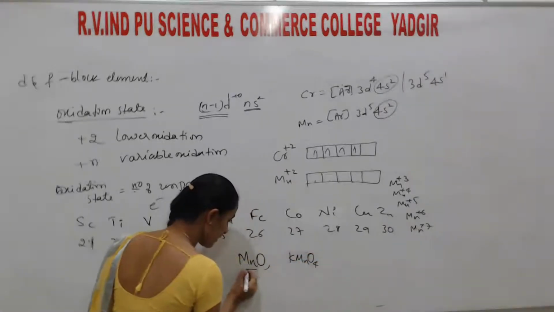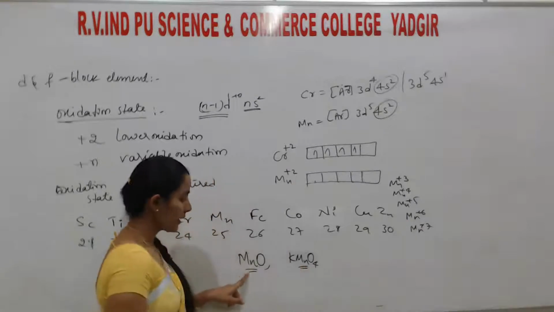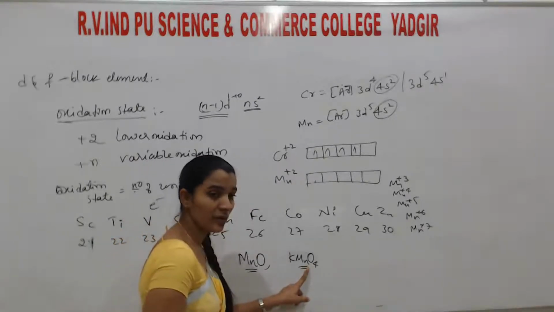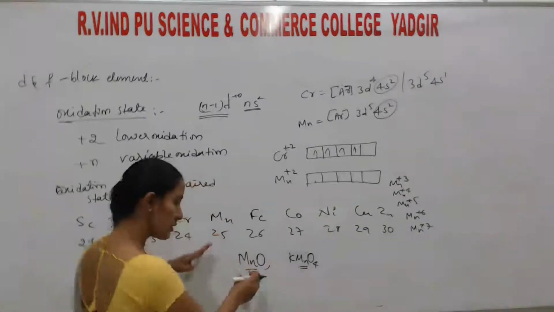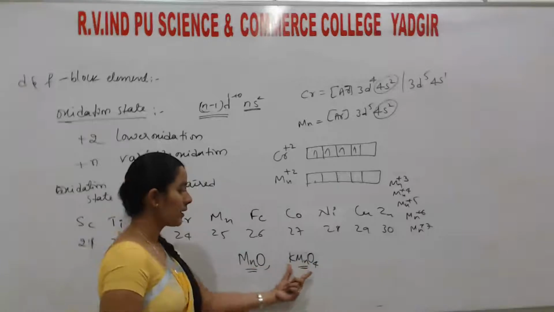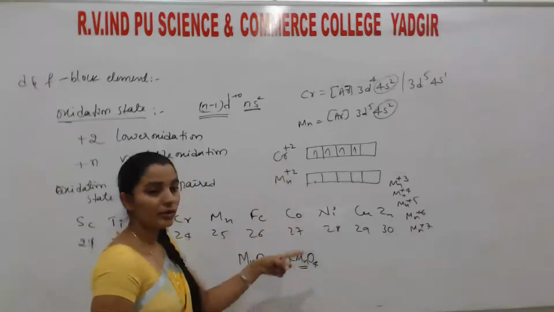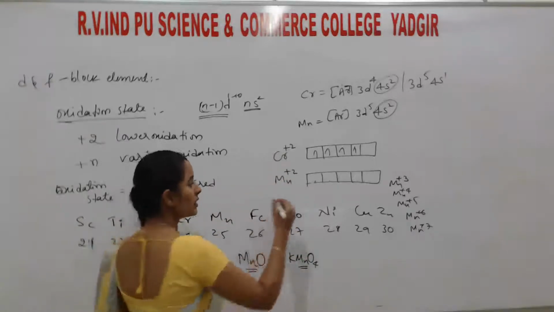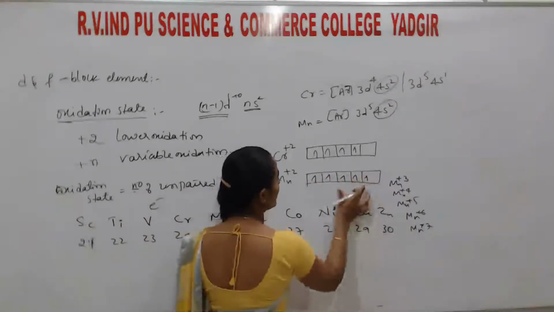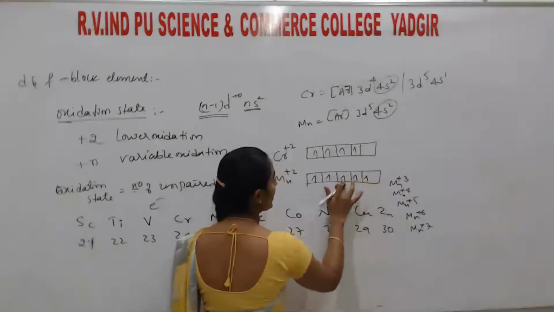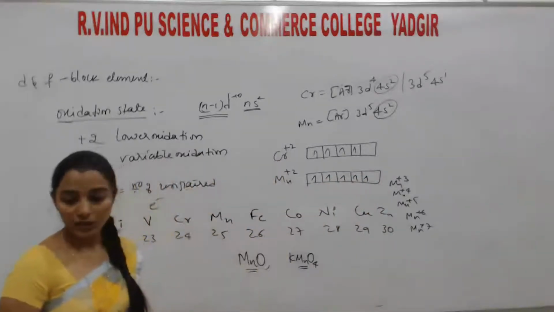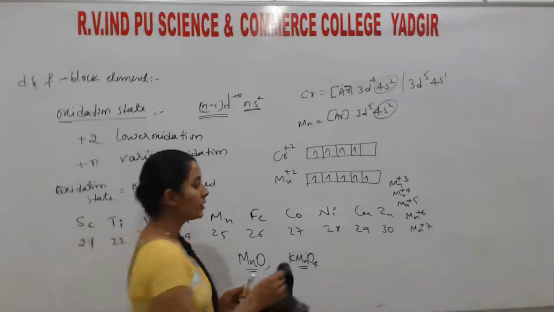So students, you may check this and this. Here Mn is in +2 oxidation state, here Mn is in +7 oxidation state. This is also stable, this is also stable. That tells about what? This Mn may attain variable oxidation states. What is the reason for that variable oxidation state? The presence of vacant orbitals. Orbitals are there and they are vacant.